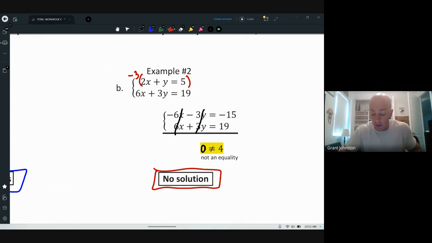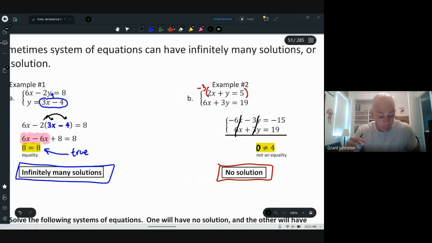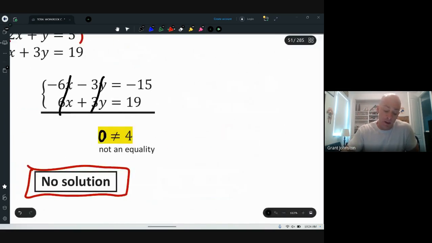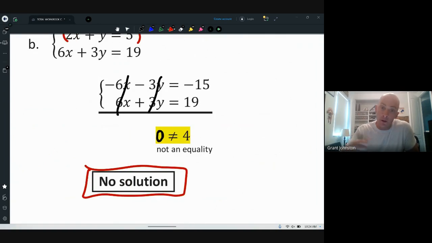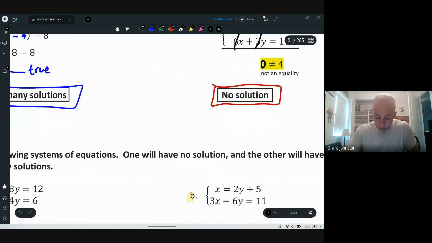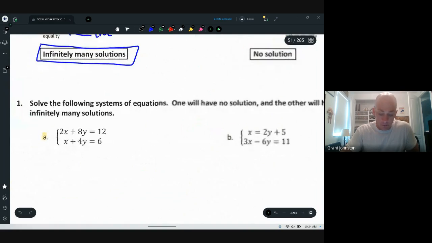So basically what you need to understand for our purposes here is that if our variable disappears and we get a true equality, we're going to say there's infinitely many solutions. And if we get something that's false, like 0 equals 4, which is not an equality, we're going to say there's no solutions. So let's move on and do some of that math.